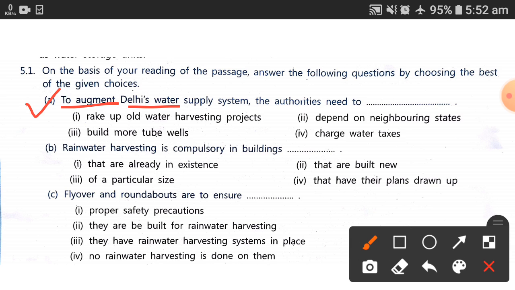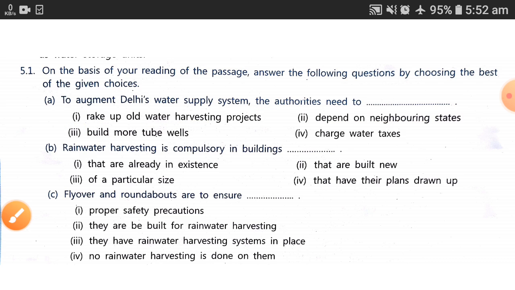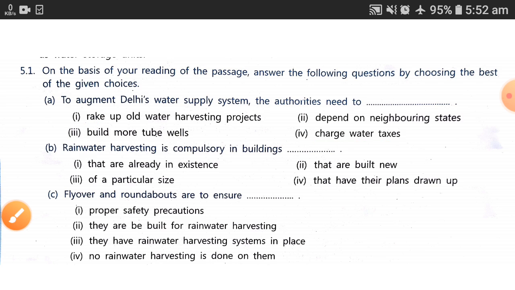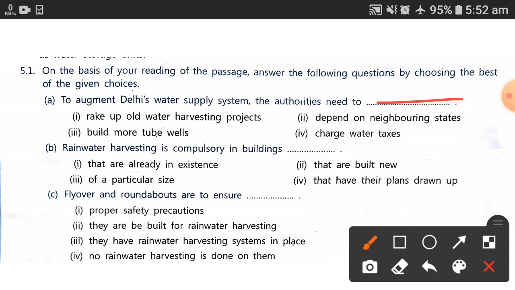To augment Delhi's water supply system, the authorities need to. There are four options. Number one, take up old water harvesting project. Number two, depend on neighboring states. Number three, build more tube wells. And number four, change water taxes. These are the four options and you have to choose the most appropriate option for this blank. Hope you have noted it.